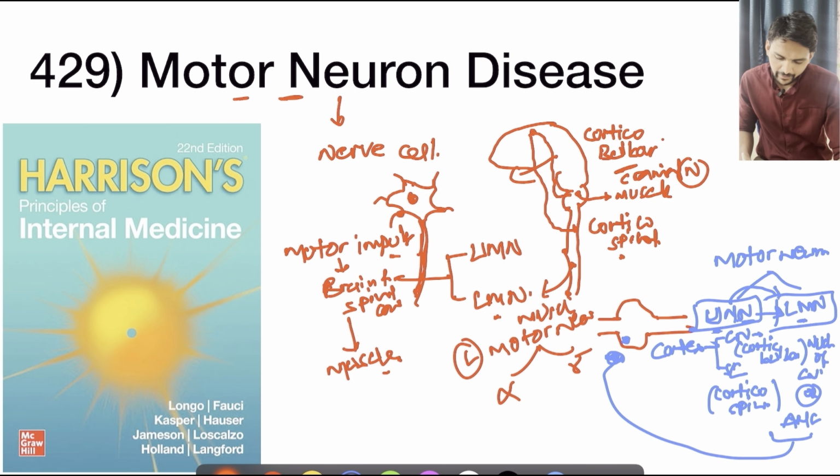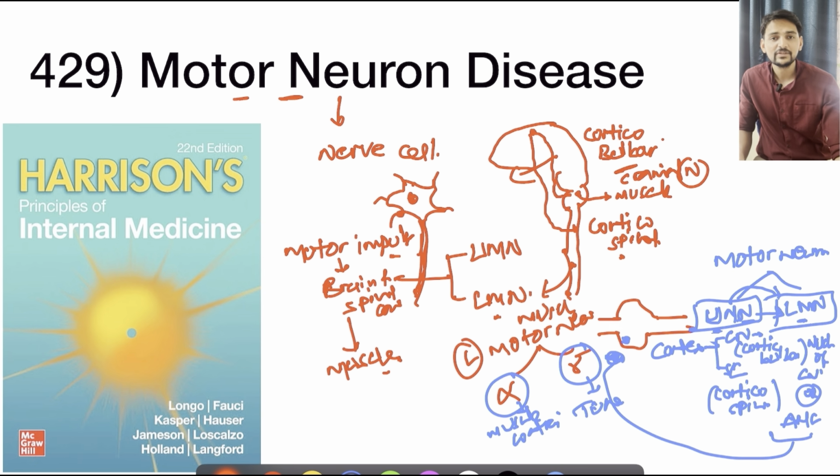And finally, when we divide into alpha motor neurons and gamma motor neurons, what is the function? Alpha motor neurons are mainly for muscle contraction, whereas gamma motor neurons are helpful for maintaining tone. So this basic we have to know before considering the diseases related to motor neurons. It might involve the corticospinal tract, corticobulbar tracts, or the lower motor neurons as well. That we are going to discuss in detail.